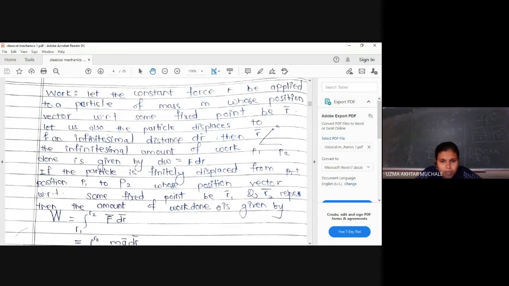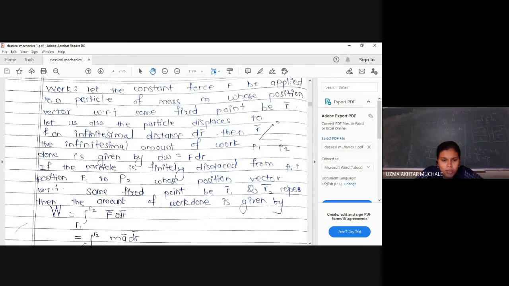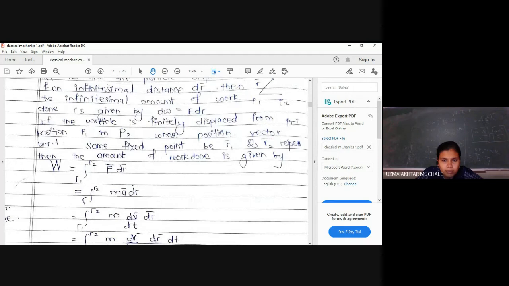If the particle is finitely displaced from a position P1 to P2, that is, initially the particle is at some fixed point O, from there it is moved to P1 and then it is moved to P2. Here r1 is the position vector of the particle at P1 and r2 is the position vector of the particle at P2. We have to integrate with respect to the position vector r. So after integrating dW = F · dr, the work done is given by the integral from r1 to r2 of F · dr.